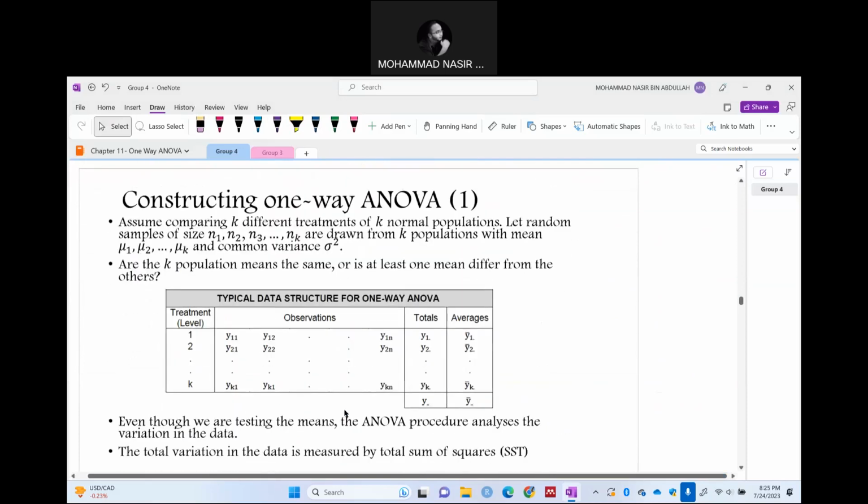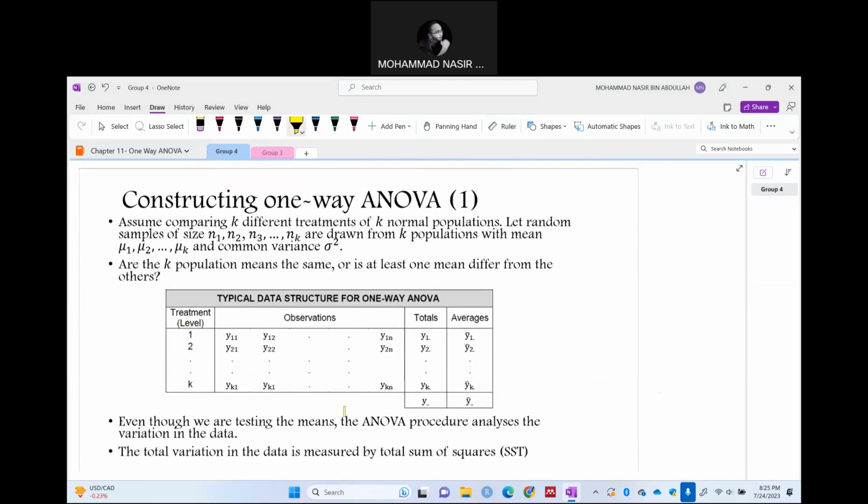Right. So this is how to construct one-way ANOVA. So let's say we have data, we have treatment levels, meaning we have groups, right? This is treatment level, meaning group. This is the independent variable, right? Let's say we have k groups. So in each group, we have observations. These observations are numeric, right?